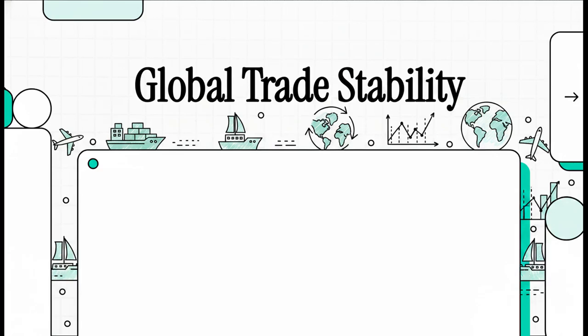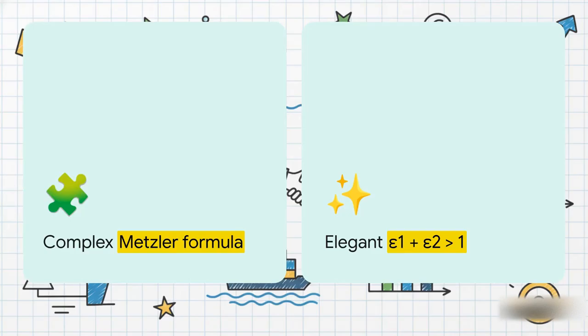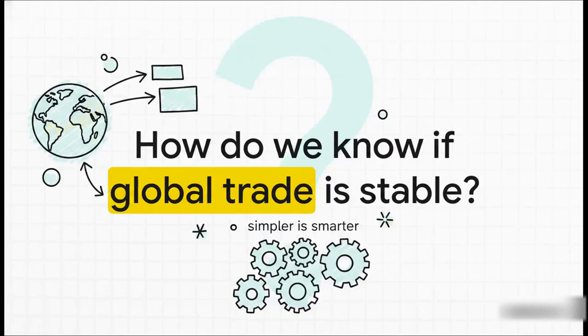Let's jump right into our explainer on Ronald W. Jones's groundbreaking 1961 paper on international trade. Which of these equations do you think actually better predicts global trade stability? Any guesses? Well, in 1961, Jones proved that when analyzing global trade, keeping it simple is actually way smarter.